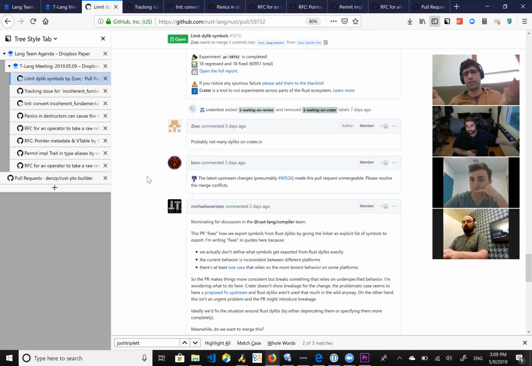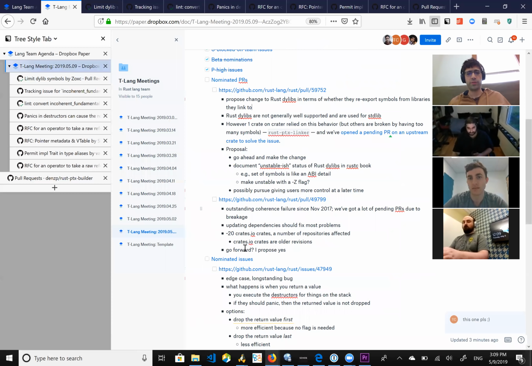There is some crate on Crater that we found that relies on this. There's a pending PR now to change it. And the feeling from Alex and others was that this is not really a supported use. Let's say this is like an ABI detail that you're not supposed to depend on. And we might as well. I think I agree with that, but go on.